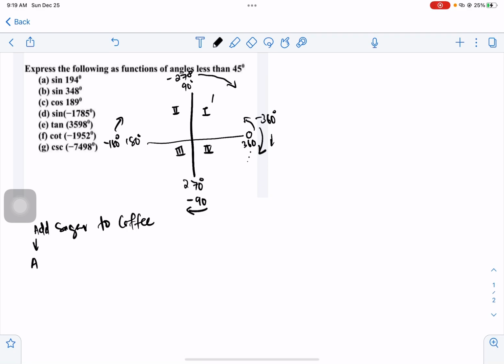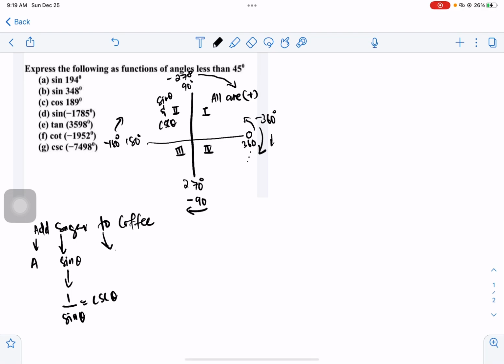So if you remember "add sugar to coffee", you will be able to remember that in quadrant 1 all are positive, S, right? So only sine theta is positive in your second quadrant. And of course the reciprocal of sine, which means I'm talking about 1 over sine, is cosec theta, right? So cosec theta will also be positive here.